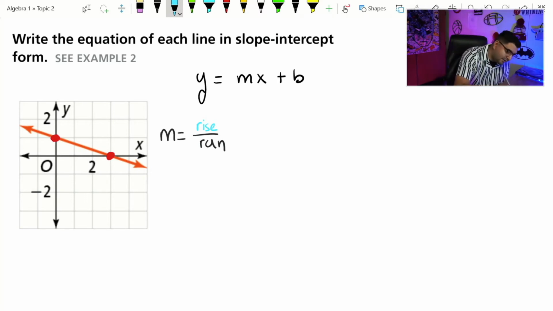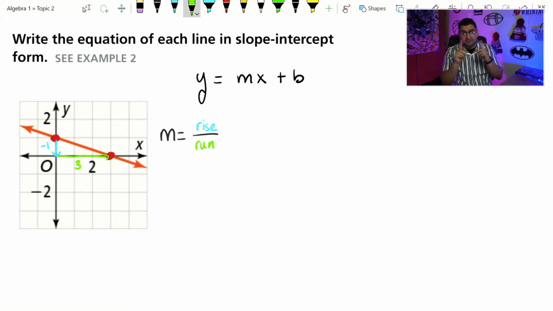From one point to the other, I would go down 1. If I go up, I would use a positive value. If I'm going downwards, I would use a negative value. So in this case, I'm going to call this -1. For my run, I do the same thing, but now I'm counting the horizontal distance. 1, 2, 3. It went 3 spaces to the right. For horizontal distance, if it moves to the right, we keep it positive. If it moves to the left, I change it to a negative value.